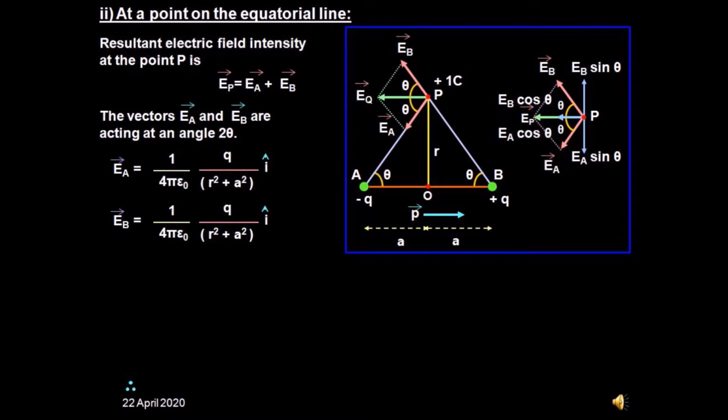Now we will solve EB. That means we have to forget about the minus q charge. We have to only consider the second charge, that means the plus q charge, which is at B. So let us start calculating magnitude. Magnitude formula is kq upon distance square. Now distance between the point and the charge is BP, which is again the same, root of r square plus a square. So in the same manner EB will be 1 upon 4 pi epsilon 0, q upon r square plus a square.